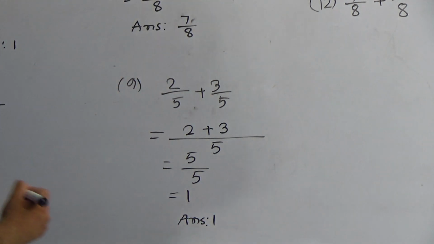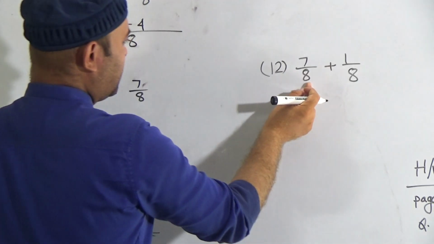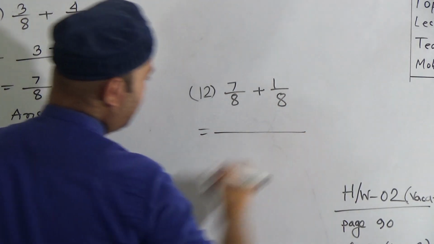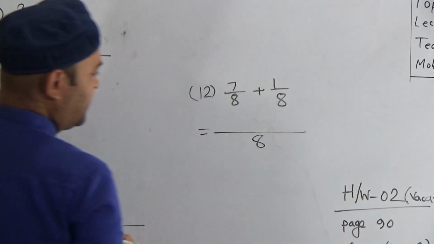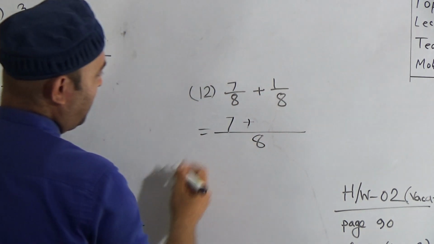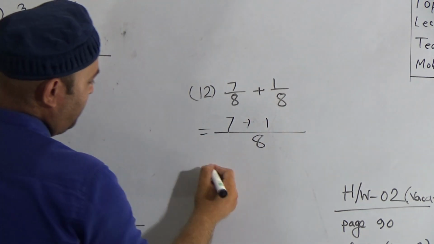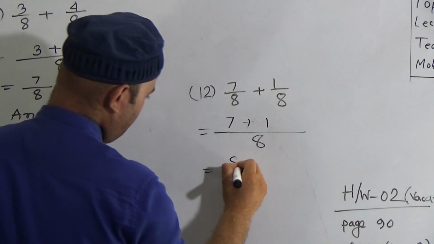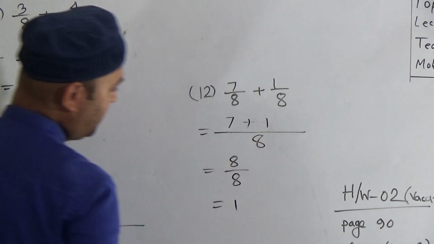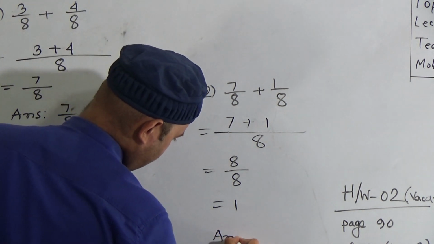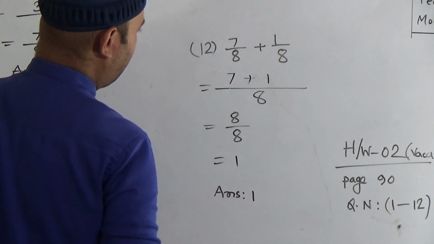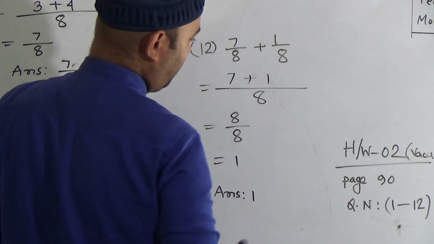Now the next one, here is denominator 8 and here is also denominator 8. So in the second line you have to write 8 as denominator, then put the first numerator 7, put the sign plus, and the second numerator 1. So here also 7 plus 1 will be 8, and here is denominator 8, then 8 by 8 will be 1. So the answer is 1. My dear students, hope you understood the process of addition of fractions with the same denominator.